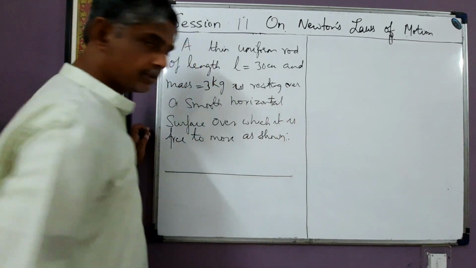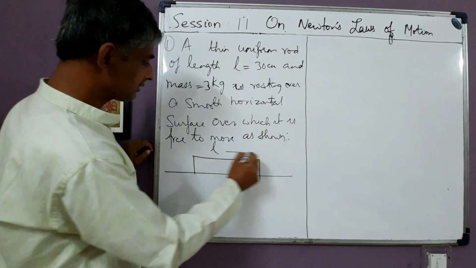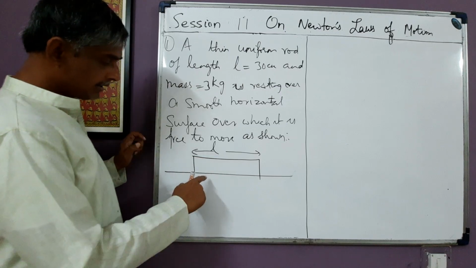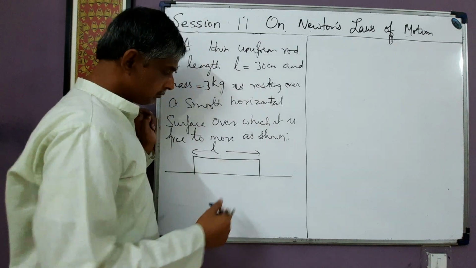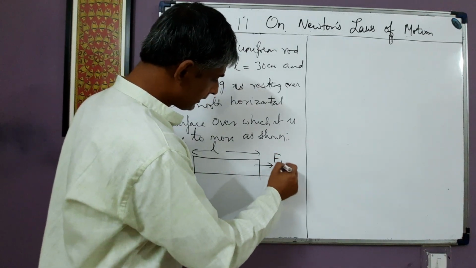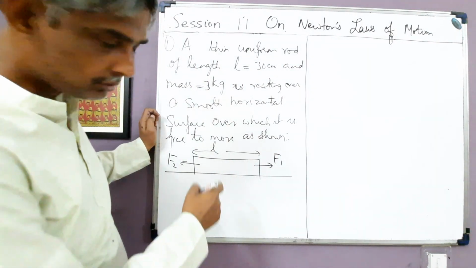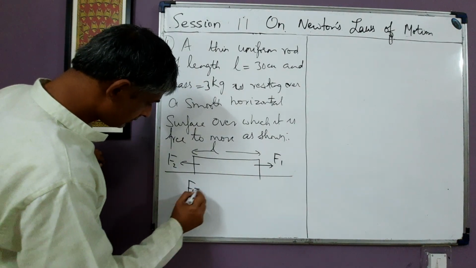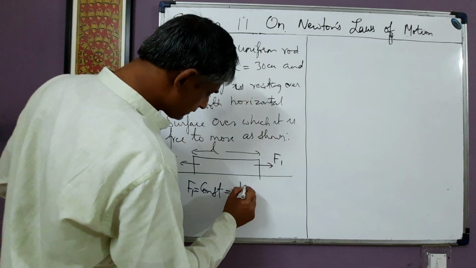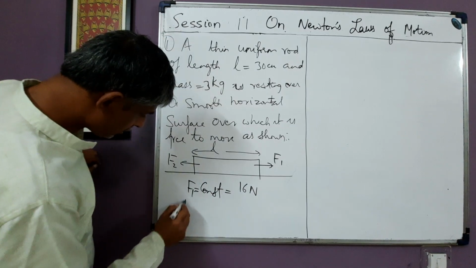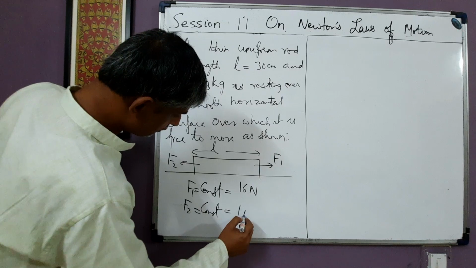This is the smooth horizontal surface, side view. This is a thin uniform rod of length 30 centimeter and is placed over a smooth horizontal surface. Mass of the rod is 3 kg. Also, constant forces F1 and F2 act on the rod as shown. F1 and F2 are constant horizontal forces acting on the rod. F1 is a constant force, suppose it has a magnitude of say 16 Newton, and F2 is also a constant force in leftward direction, that is say 1 Newton.